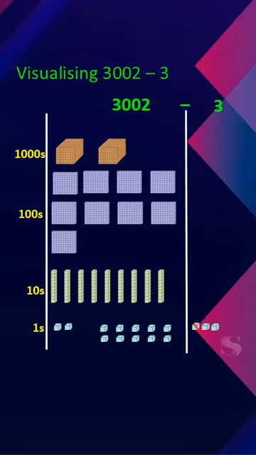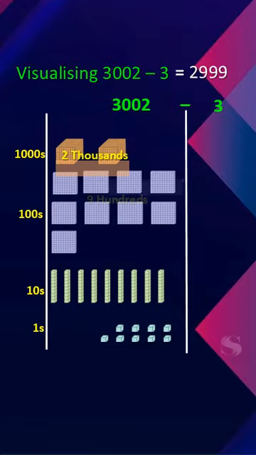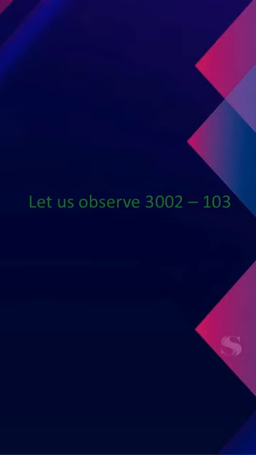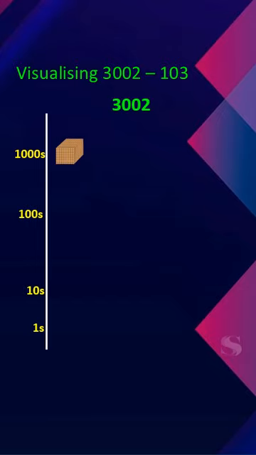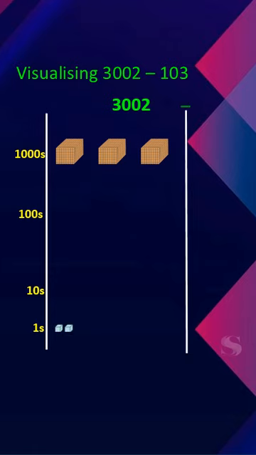Subtracting units. There are 2 borrows in 3002 minus 103. Please observe the animation for a need to borrow at the units place as well as at the hundreds packets. At the unit place, there are 3 units to be taken away from 2 available packets in 3002. At the hundreds packets, 1 hundreds is to be taken away when there is no hundreds packet in 3002.